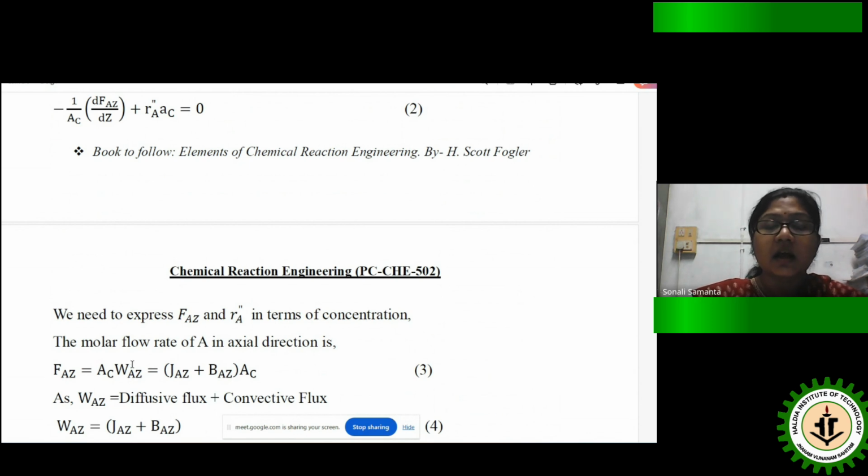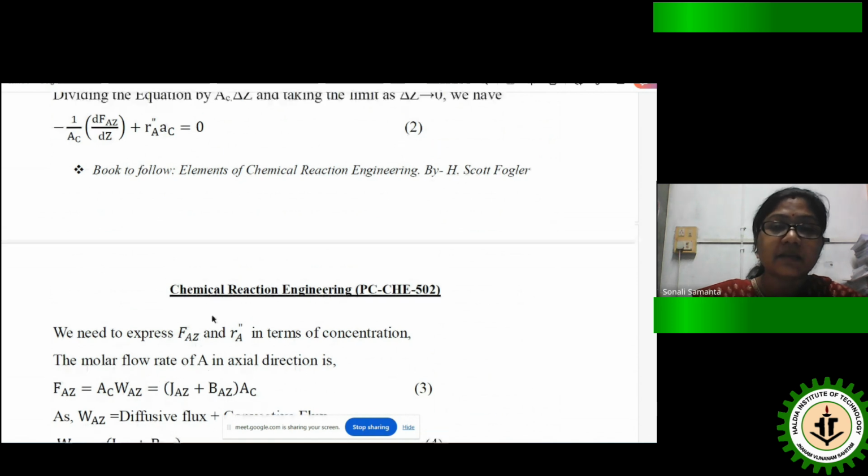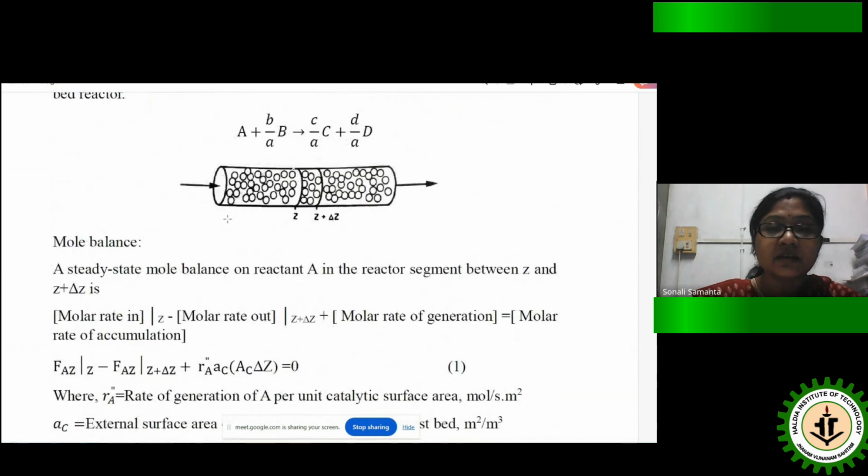So here, as we consider the packed bed, there are multiple particles. We have to consider two types of fluxes. One is diffusive flux, another one is convective flux. Now, diffusive flux happens due to the concentration, and convective flux happens due to the pressure gradient. So JAZ is the diffusive flux and consider BAZ as convective flux. The JAZ happens normally due to the concentration gradient.